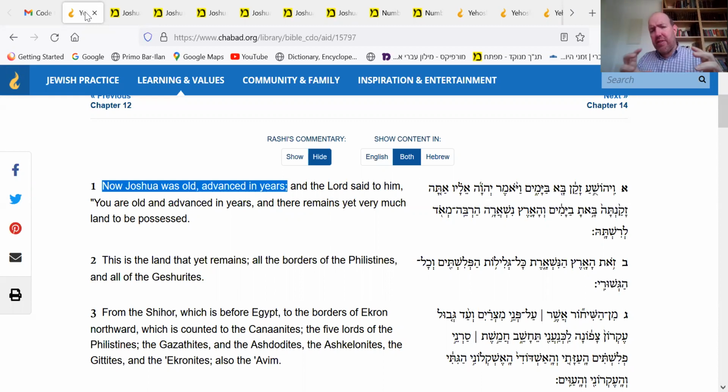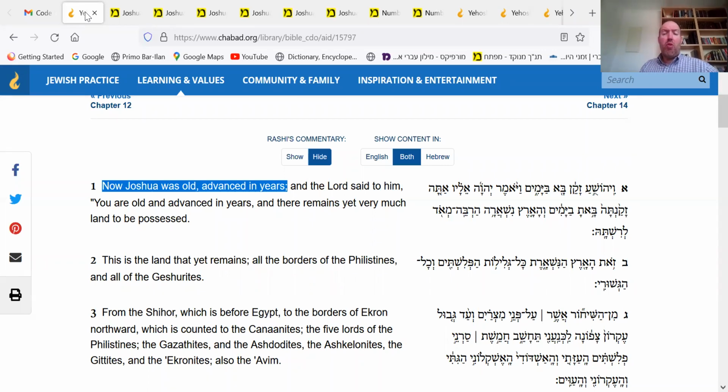In any event, it's clear that it's a different style, a lot more technical, this second section, primarily focusing on geographical divisions and notes. So this second stage in the book begins with Joshua being advanced in years, and then the Lord speaking to him. "And the Lord said to him, 'You are old and advanced in years, and there remains yet very much land to be possessed.'" There's still a lot of land that has to be possessed, has to be allocated.